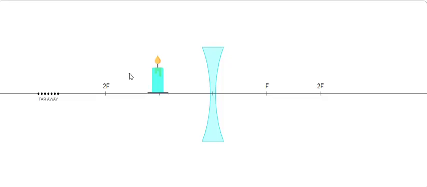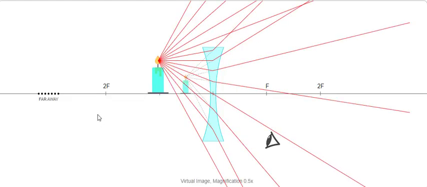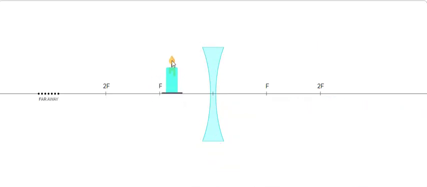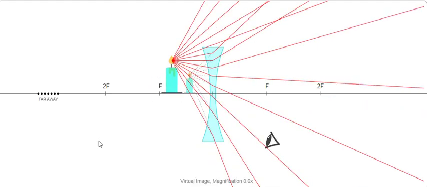If I keep it at F, what happens? Virtual, erect and diminished image. Even if I take it between F and the lens, we will get a virtual, erect and diminished image. So in case of concave lens, we have only one type of image getting formed, which is virtual, erect and diminished. Again, we will look at this case in detail and see the real life applications of both convex lens and concave lens. Thank you.